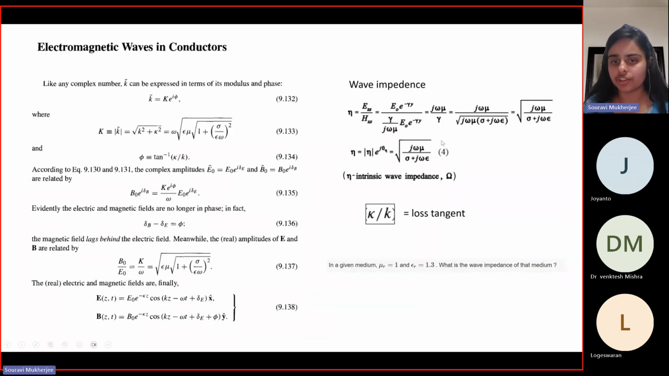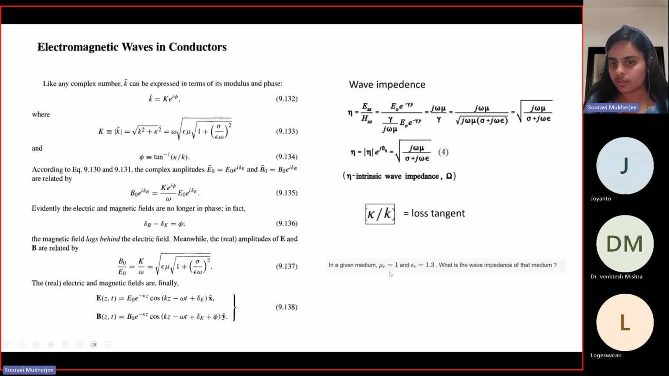Now, given this relation, this was one question from the last assignment, which said that in a given medium, your mu r is 1 and epsilon r is 1.3. These are the relative permeability and relative permittivity. So what is the wave impedance for this medium? If you use this relation, you have to be careful. Here it's mu and epsilon. Mu is equal to mu r into mu naught, and epsilon is equal to epsilon r into epsilon naught.